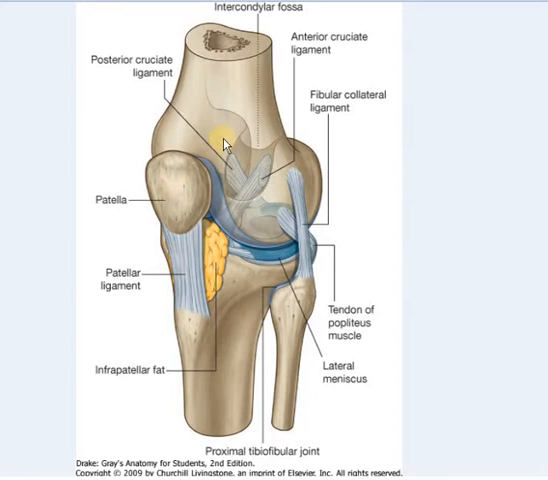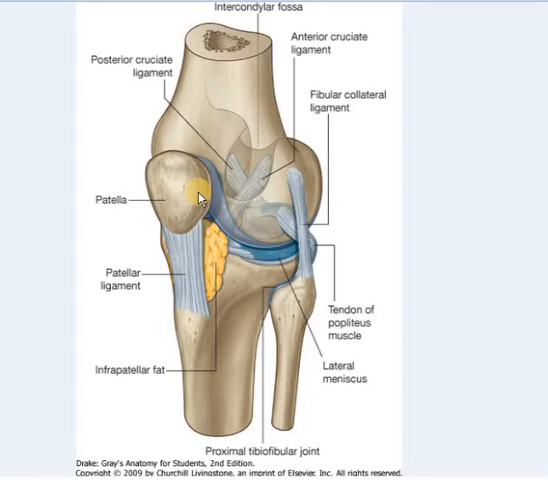So the articulating surfaces of the knee joint include the two femoral condyles, the superior aspect of the tibial condyles, and the posterior aspect of the patella.